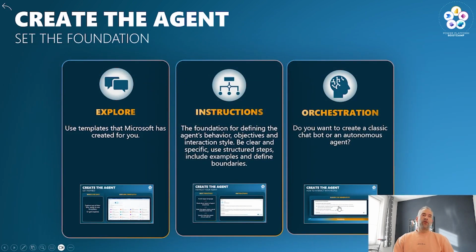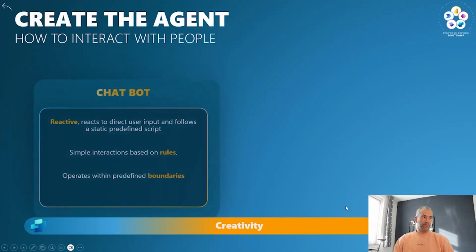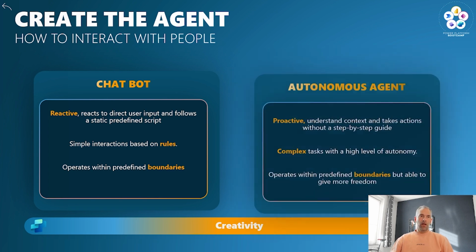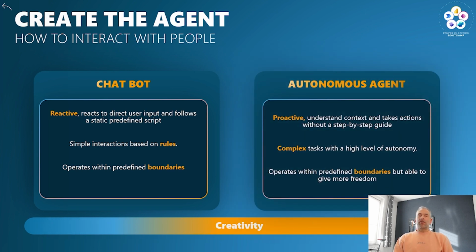And then the question is, do you want to create a classic chatbot or do you want to create a real autonomous agent? Because the chatbot, it's reactive. It reacts to direct user input and follows a static predefined script. But also simple interactions based on rules, and it operates within predefined boundaries. This is like a chatbot. This is Power Virtual Agent. But when you are creating an autonomous agent, it's proactive and it can work on complex tasks.